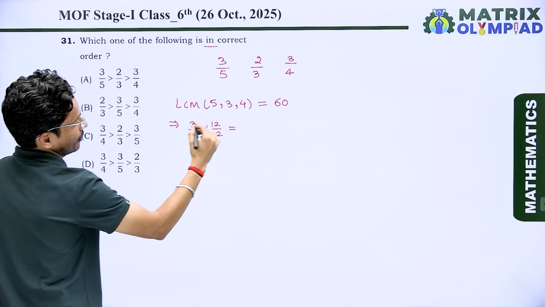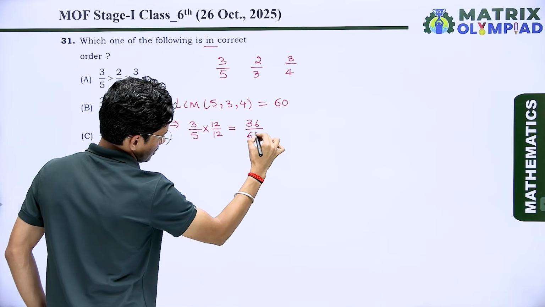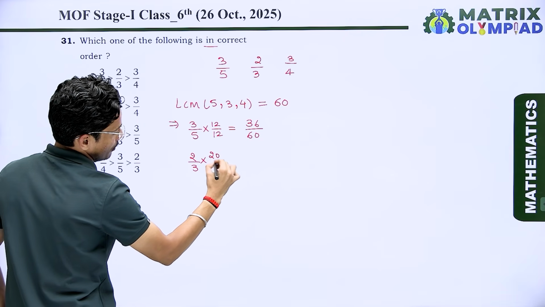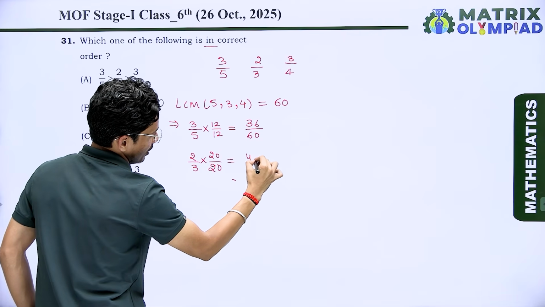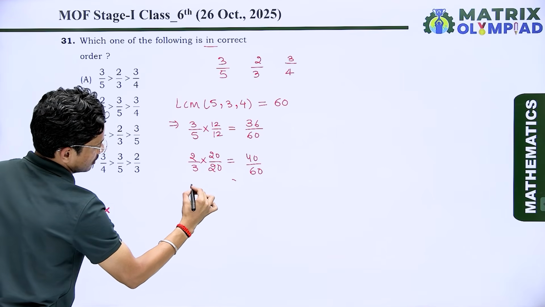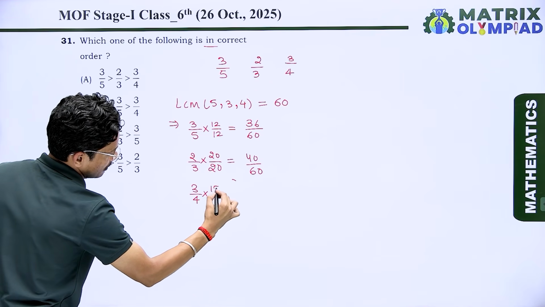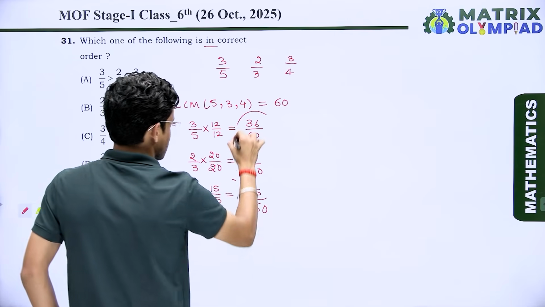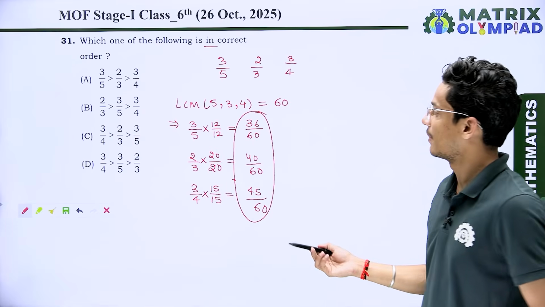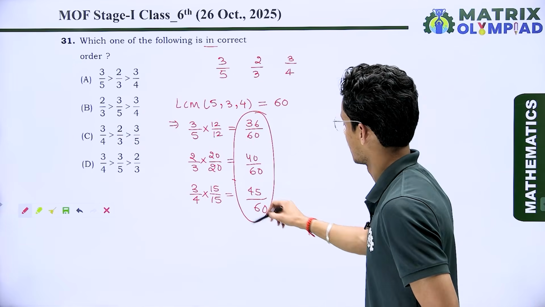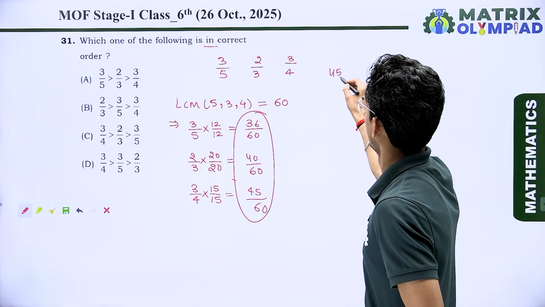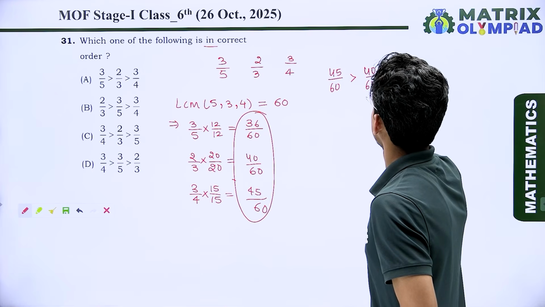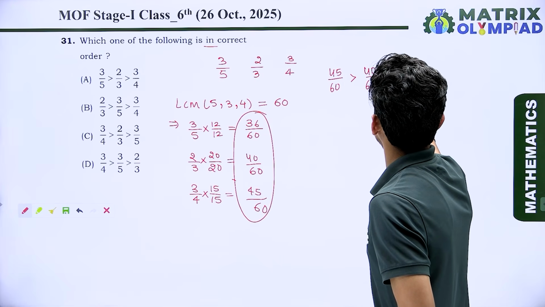So 12 times 3 is 36 upon 60. Next, 2 upon 3 multiplied by 20 upon 20 means 40 upon 60. And next, 3 upon 4 multiplied by 15 upon 15 is 45 upon 60. In these fractions we have the same denominator, so we can compare with the numerator. The greatest fraction is 45 upon 60, then 40 upon 60, then 36 upon 60.